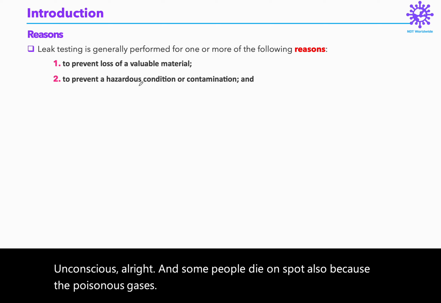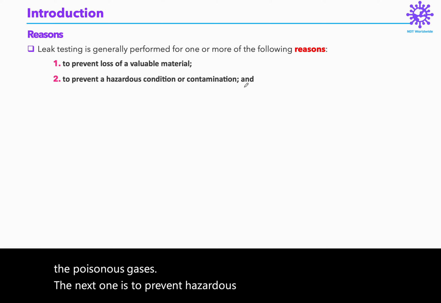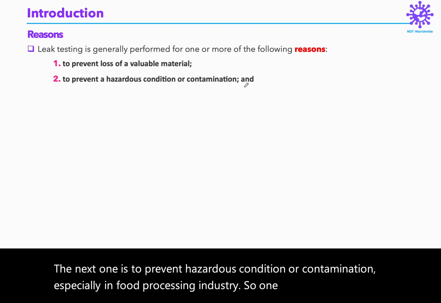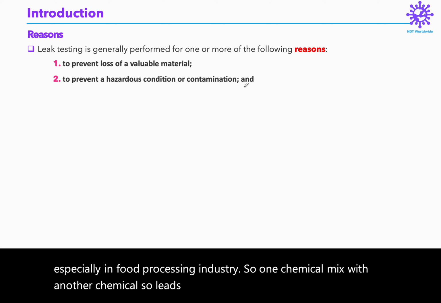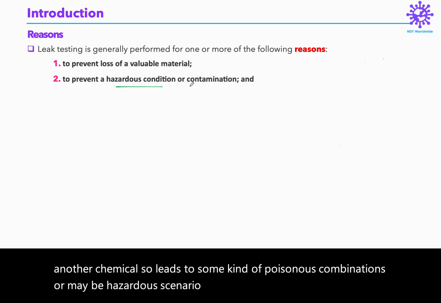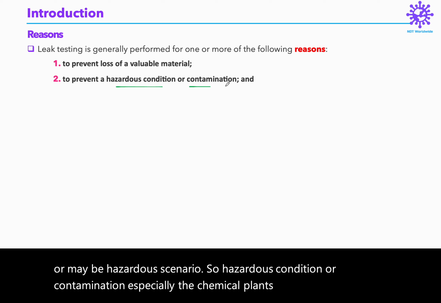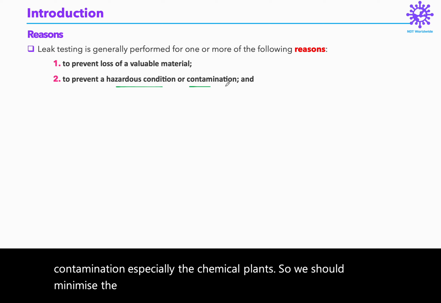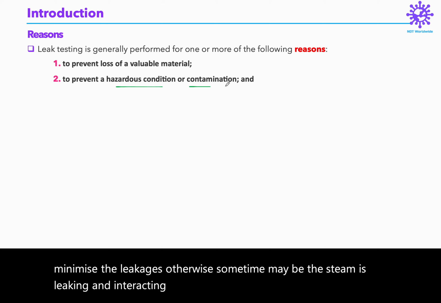The next one is to prevent a hazardous condition or contamination, especially in the food processing industry. One chemical mixed with another chemical can lead to some kind of poisonous combination or hazardous scenario. So, especially in chemical plants, we should minimize the leakages. Otherwise, sometimes maybe steam is leaking and interacting with another nearby insulated item.